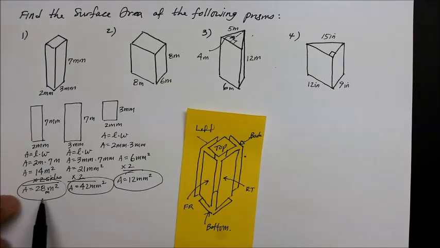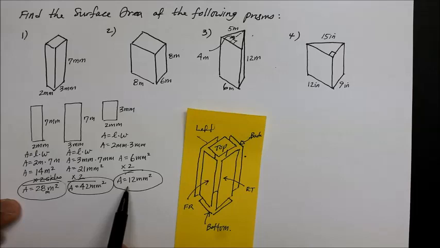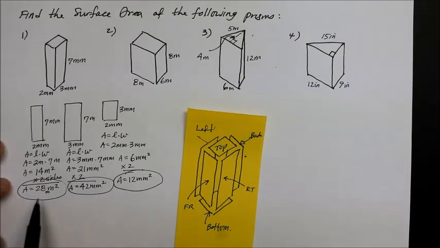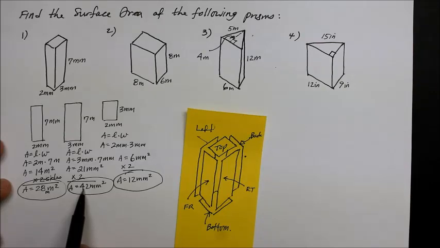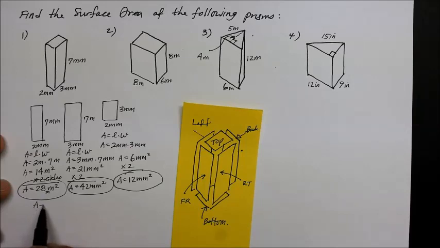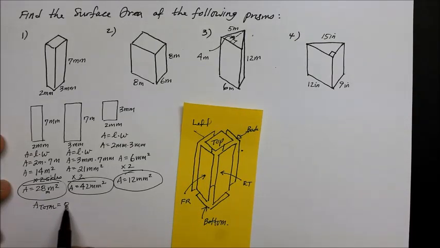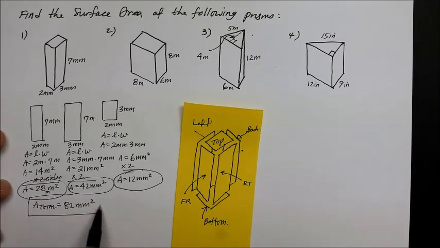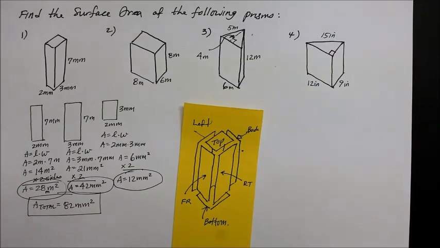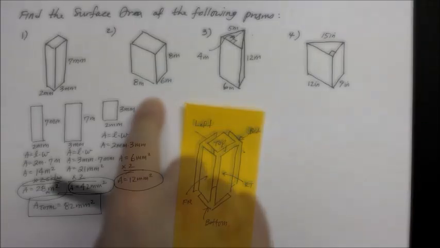So what do we do with these three areas? We add them. 28 plus 42 is 70. 70 plus 12 is 82. So the total area is 82 square millimeters of material we need to build this. Why don't you try figuring this one out?